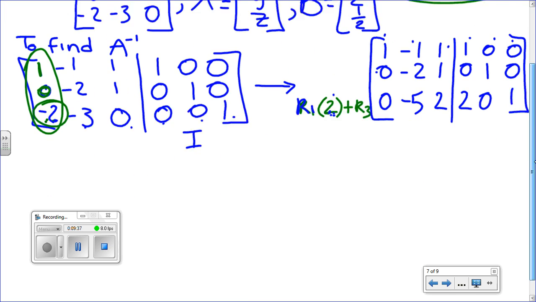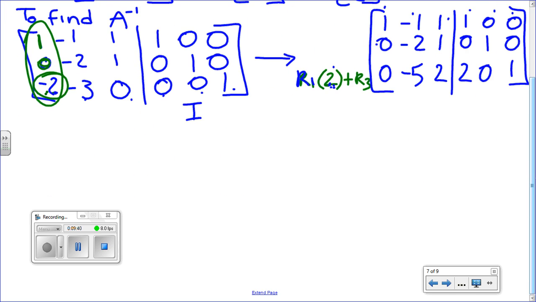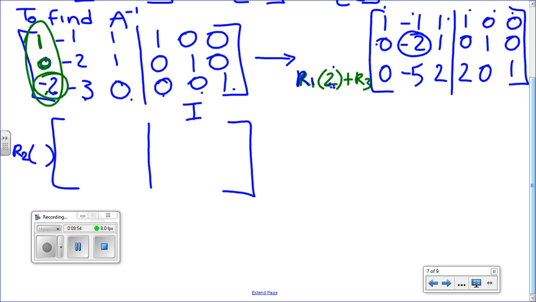Now we need to move to the second column, and before we make the zeros, what is it that we need to make? A 1. Very good. So that -2 needs to be a 1. So we're going to multiply R2 by the multiplicative inverse of -2. So we need it to be a +1. So we're going to need to multiply by something negative. And that negative will be negative half.